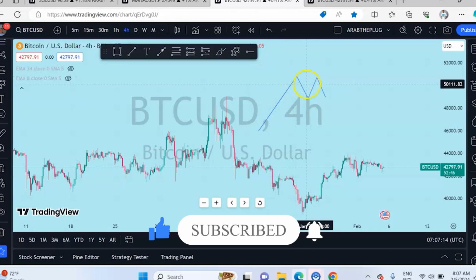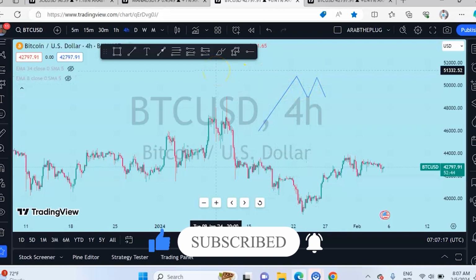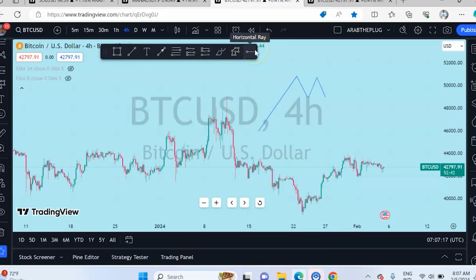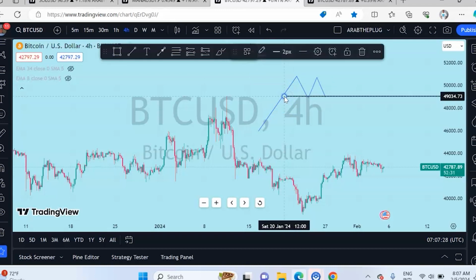That's why we call it a double top. Then we also call it an M pattern, because it looks like the letter M. Then we have something we call the neckline. Whenever a double top pattern is formed, this place where the market reverses to is what we call the neckline, and it also serves as a support.